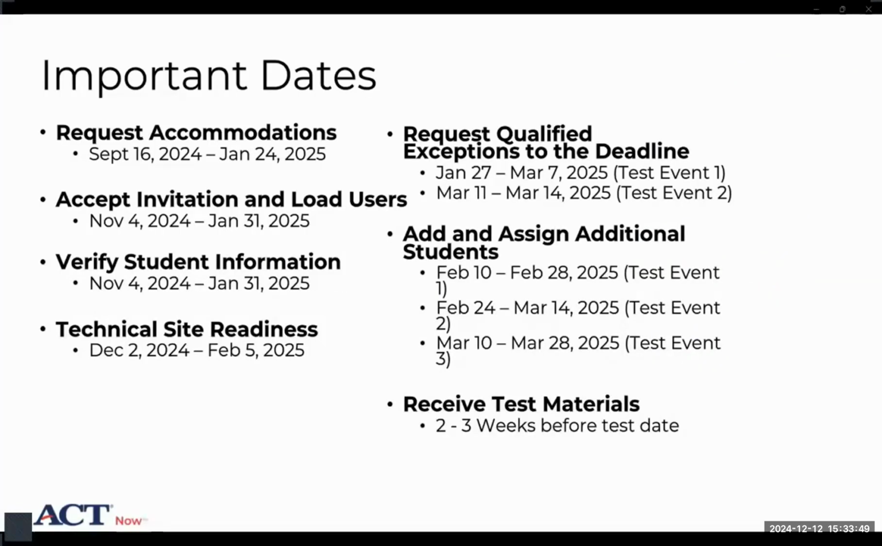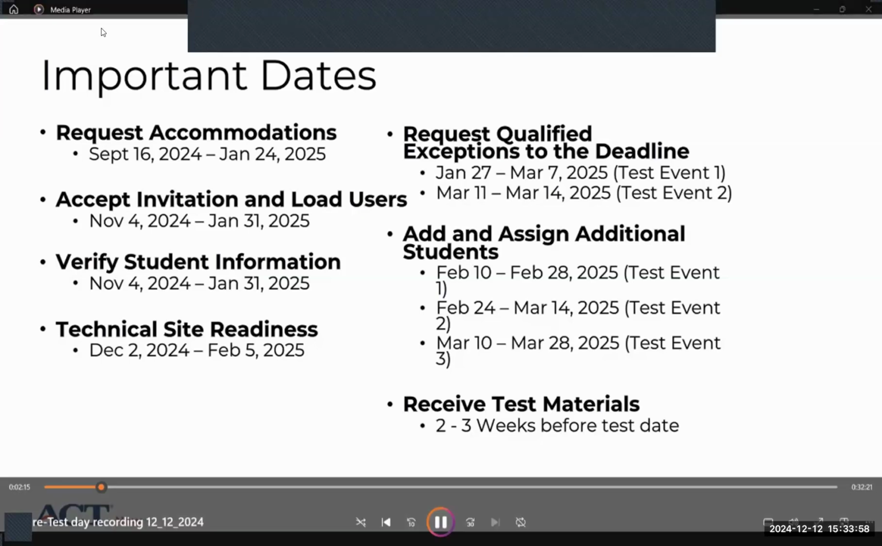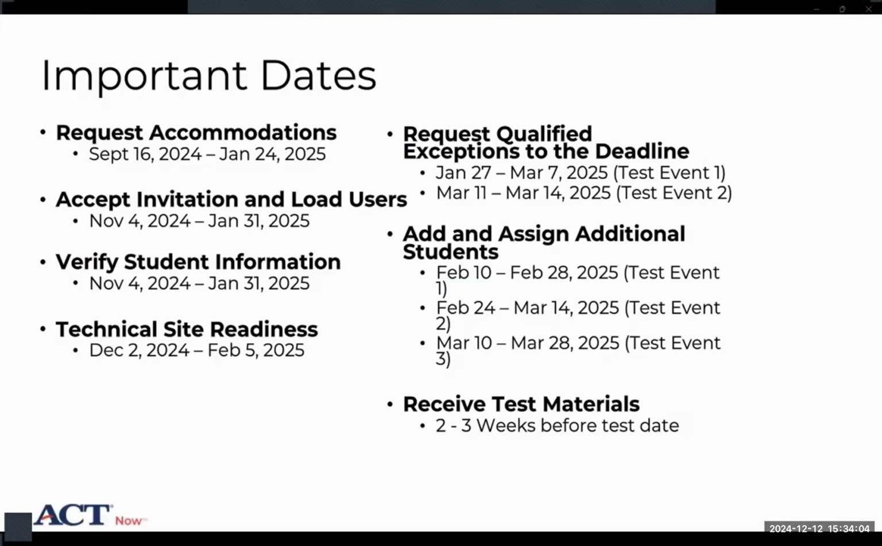I'd like to quickly go through the important dates you'll need to remember. Some of the key milestone dates for this administration include the following: Request accommodations, September 16th, 2024 through January 24th, 2025. Accept invitation and load users, November 4th, 2024 through January 31st, 2025. Verify student information, November 4th, 2024 through January 31st, 2025. Technical site readiness, December 2nd, 2024 through February 5th, 2025. Request qualified exceptions to the deadline, January 27th through March 7th, 2025.